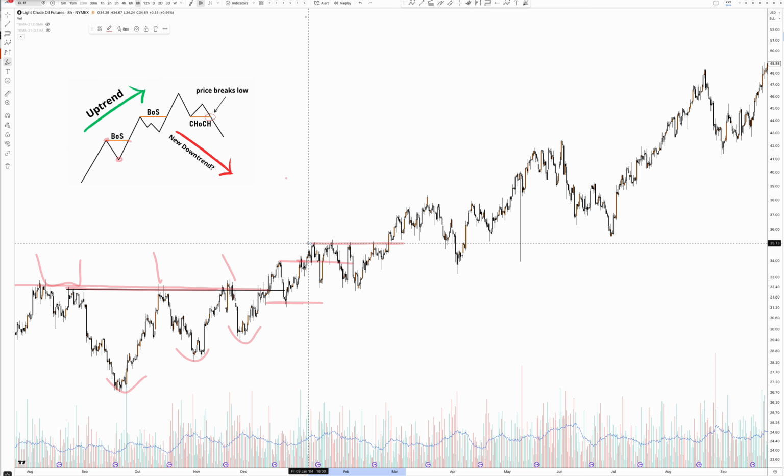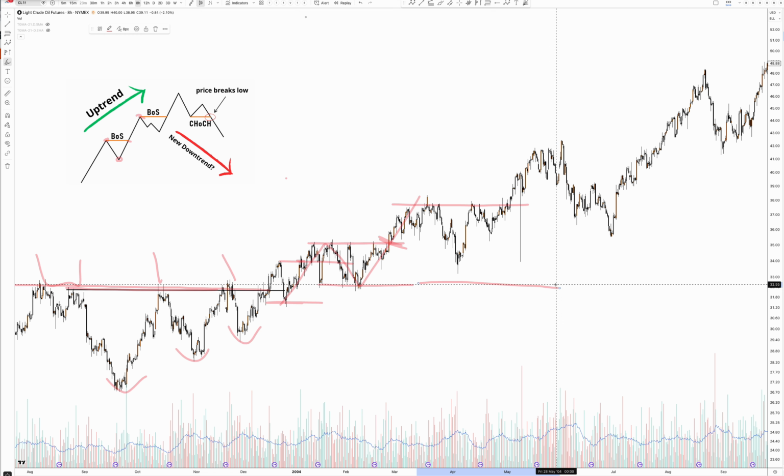So basically, we have a move impulse, pullback, and another impulse. Now we've broken this spot. It's a continuation. Now we've got a new higher high. We get a pullback, which doesn't go below here at all. So our trend is intact. So we've got this higher low. We've got this higher low.